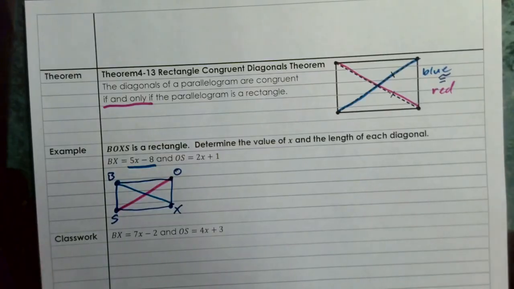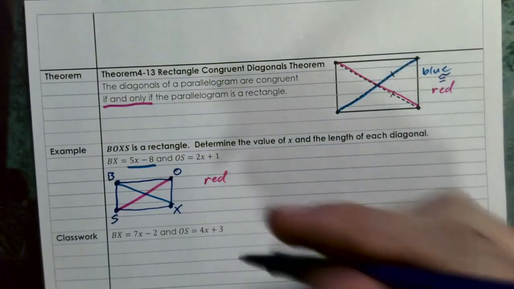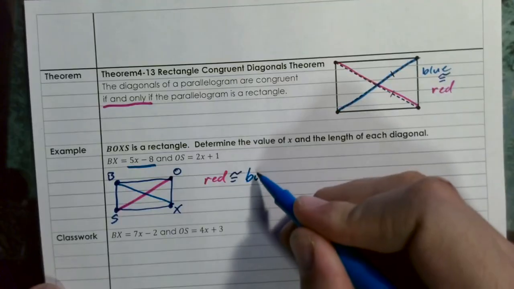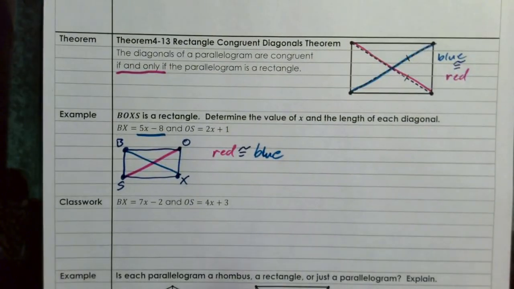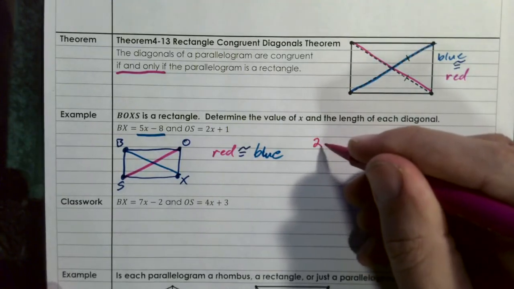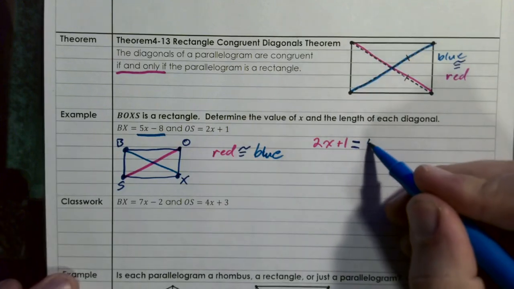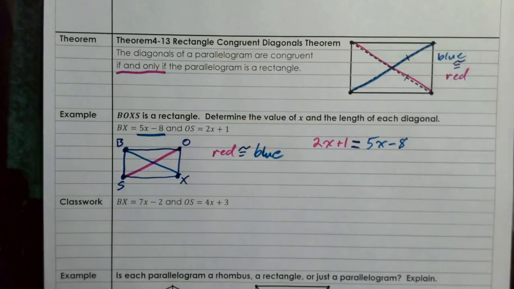So that is a rectangle. So since that is a rectangle, I know that red is congruent to my blue line. Since red has got to be congruent to my blue line, I can say that that red value has got to be equal to my blue value. So I can solve the equation 2x plus 1 has got to be equal to the other expression, 5x minus 8. I'm setting those two things equal because I have a rectangle.